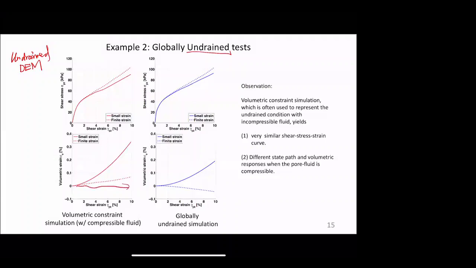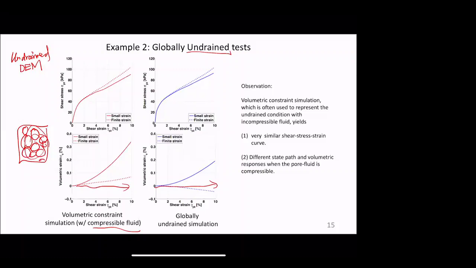Okay, so a straight line. But if the fluid, strictly speaking, is compressible, then what you have is a very tiny volume strain that could be going on because the water or the liquid itself is compressible. And we want to see what is the consequence of this versus if you model the water inside the DEM and allow the water to move inside the specimen, okay?